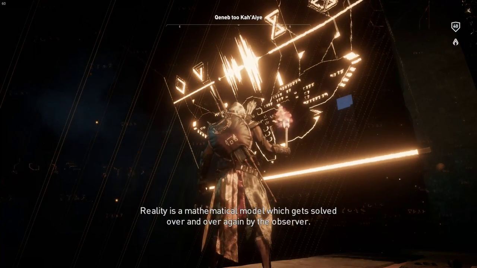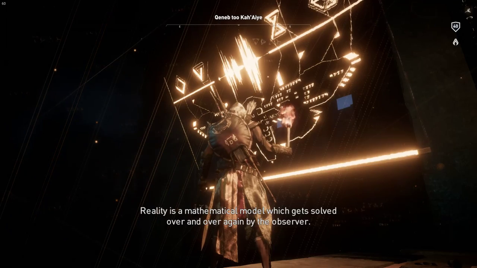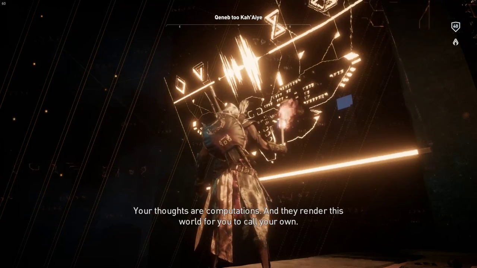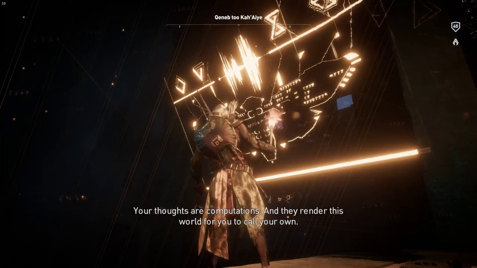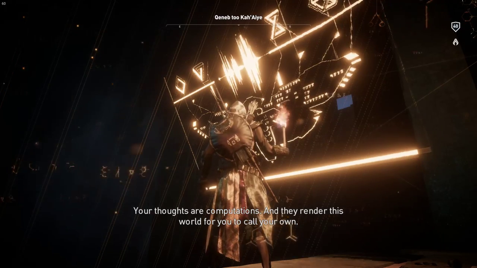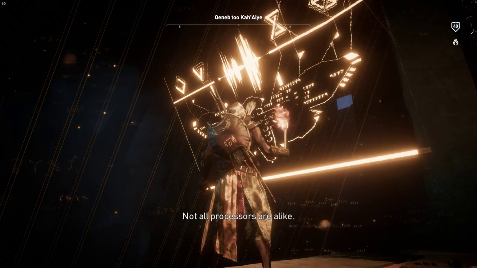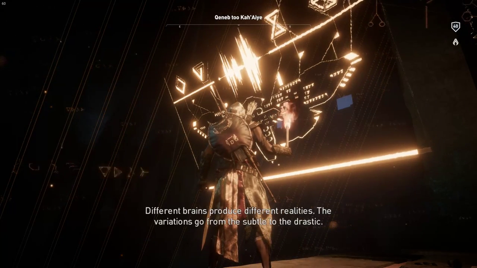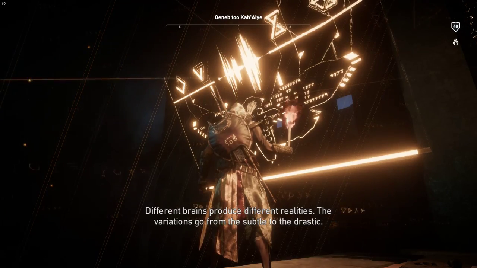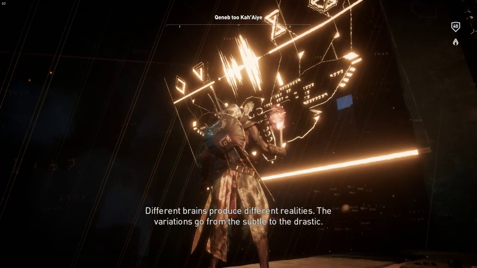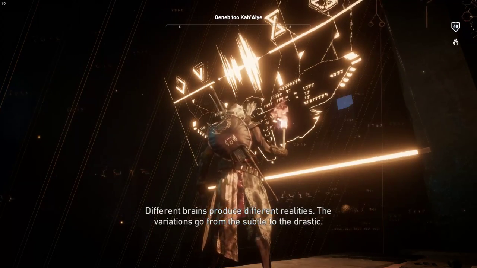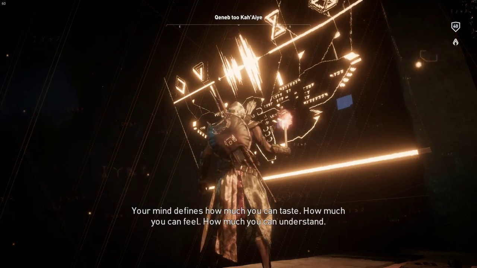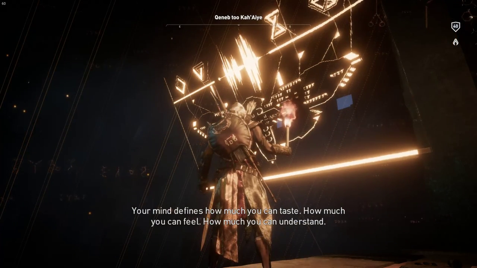Reality is a mathematical model which gets solved over and over again by the observer. Your thoughts are computations, and they render this world for you to call your own. Not all processors are alike. Different brains produce different realities. The variations go from the subtle to the drastic. Your mind defines how much you can taste, how much you can feel, how much you can understand.